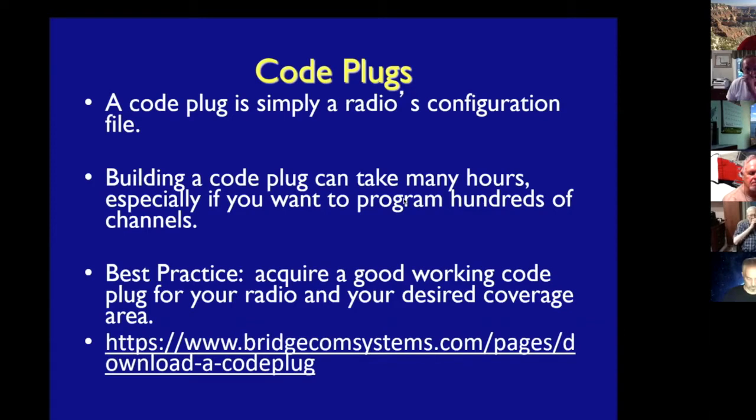So perhaps the best practice is to acquire a good working code plug for the radio you have with the desired coverage area. There are multiple ways of getting the code plug. You might have a friend who's on the local DMR network, and if you're lucky, they have the same radio, and the code plug that that person has can just be imported into yours, and that's a good starting point.